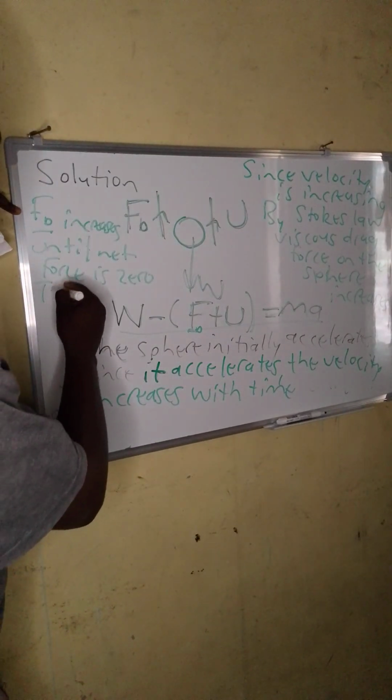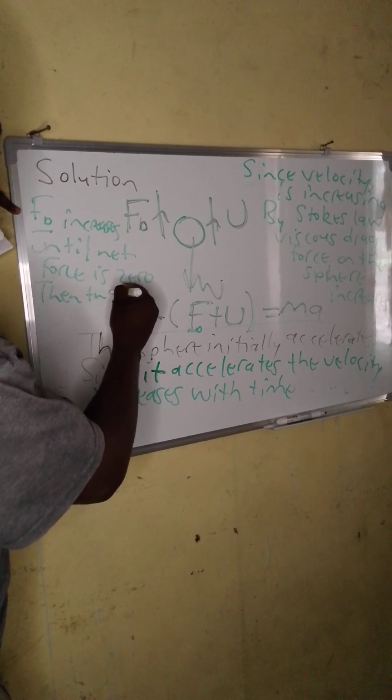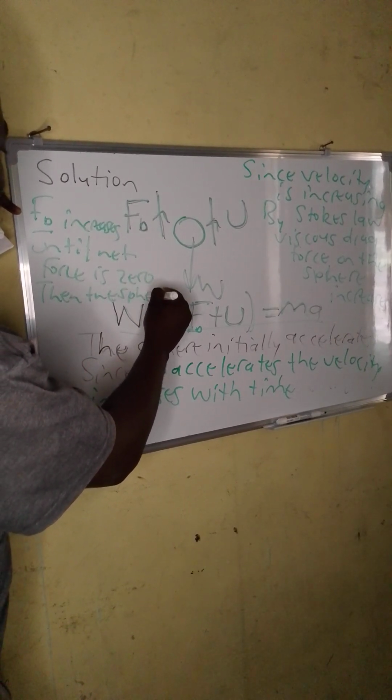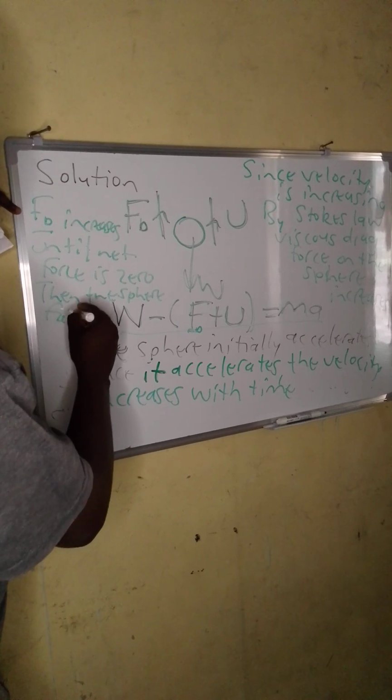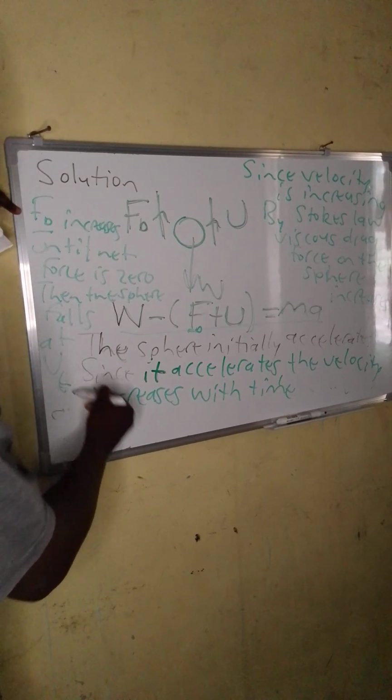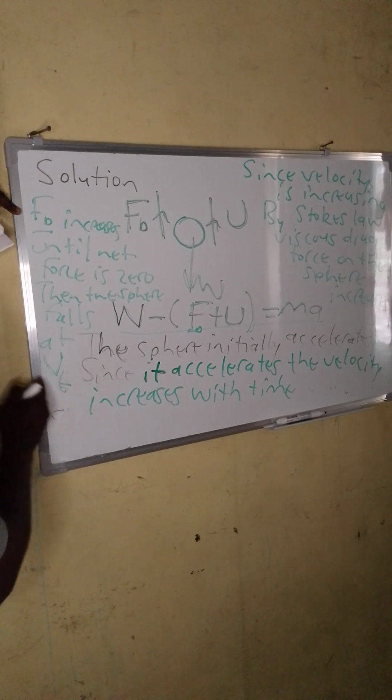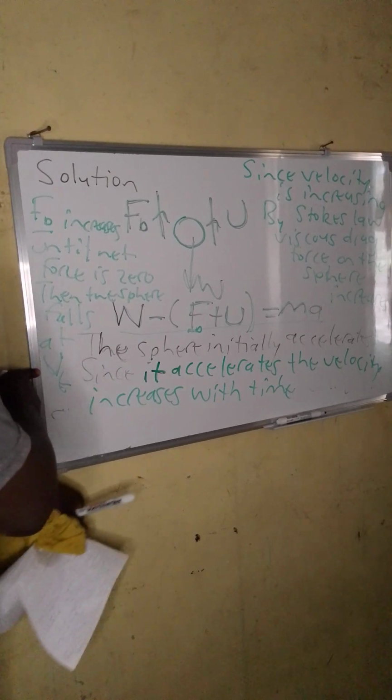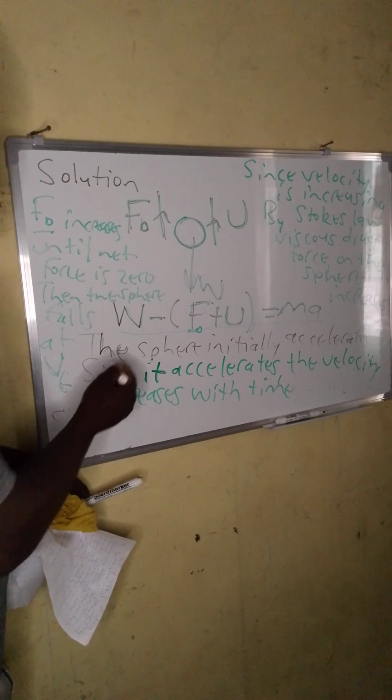Then the sphere falls at terminal velocity. So it's a sequence of events.